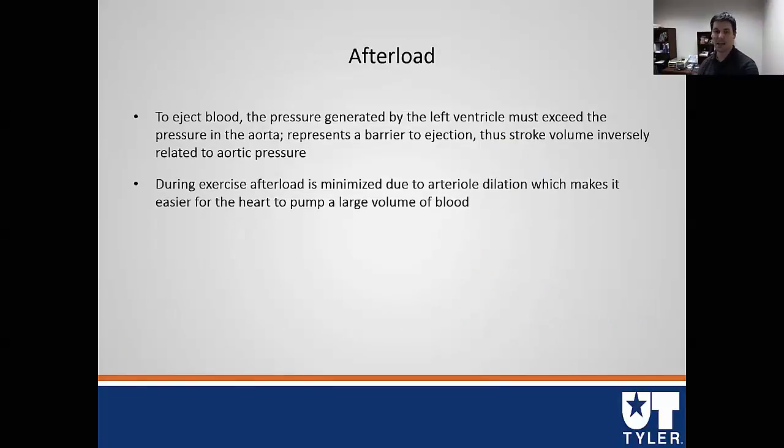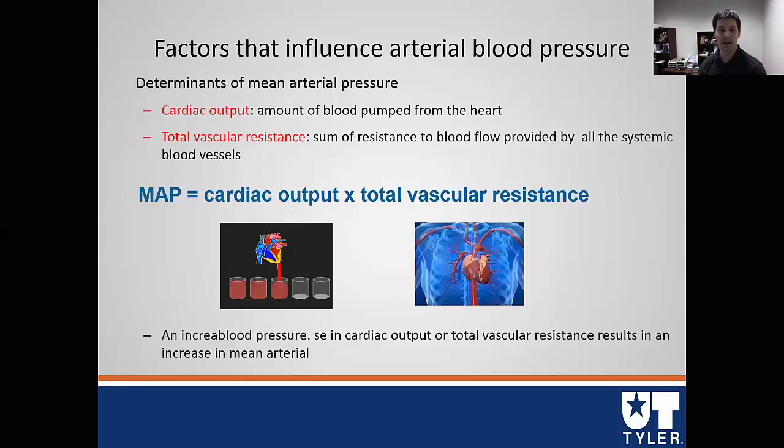So what about afterload? Right? So again, to talk about afterload, what we're really talking about is mean arterial pressure, right? Blood pressure, the average blood pressure in the heart. So again, to eject blood, we have to generate enough pressure by the left ventricle to exceed the pressure in the aorta. And therefore, as we've talked about, it's a barrier to ejection, and thus stroke volume is inversely related to aortic pressure.